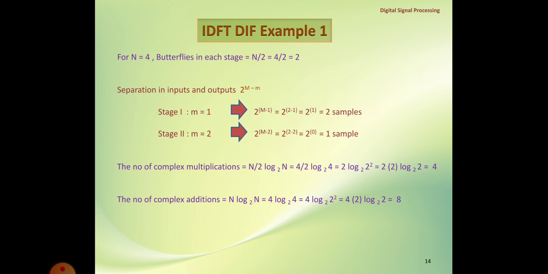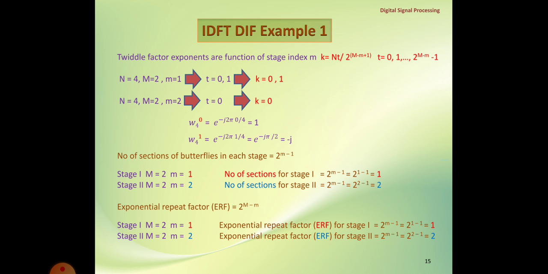The number of complex multiplications will be N/2 log N to the base 2, that is equal to 4, and the number of complex additions will be N log N to the base 2, that is equal to 8. Twiddle factor exponents are a function of the stage index small m in such a way that k = N times t divided by 2 raised to (m + M - 1), where t is ranging from 0 to 2 raised to (m - 1).